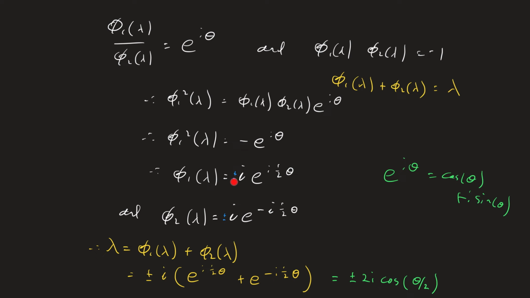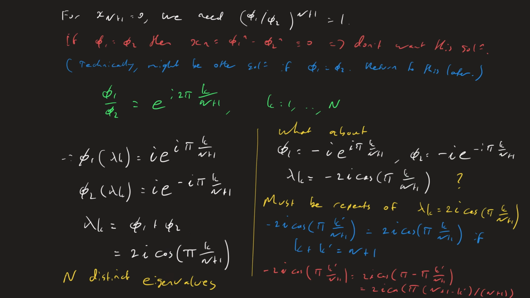On the other hand, if we choose the negative solution for both phi 1 and phi 2, then we will get negative the same thing here. Therefore, for a given theta, we have two possibilities for lambda, either plus or minus 2i cos theta on 2. Recall that we only care about lambdas for which the solution has got the N plus 1th term equaling 0. So for that, we need phi 1 on phi 2 to the power of big N plus 1 to be equal to 1.